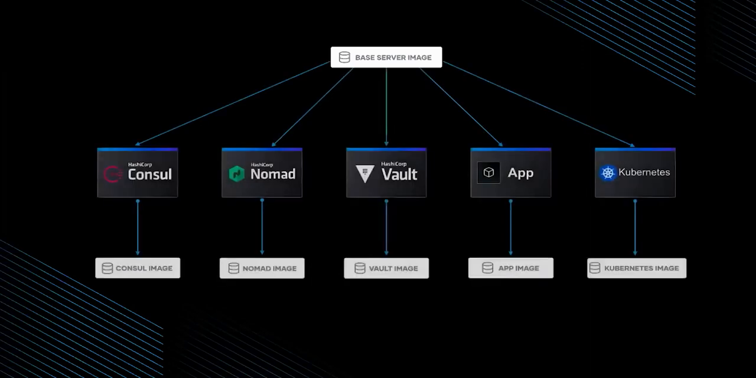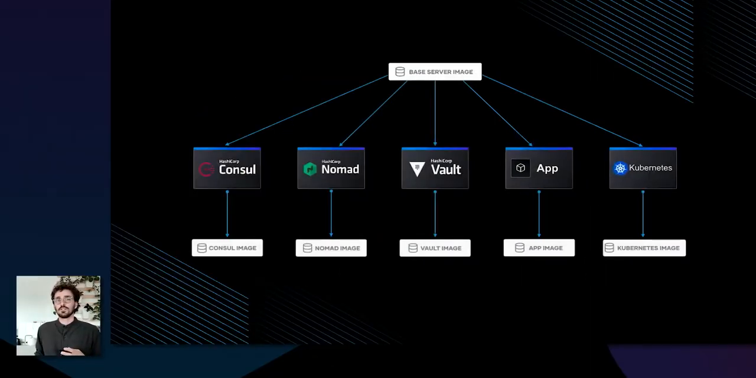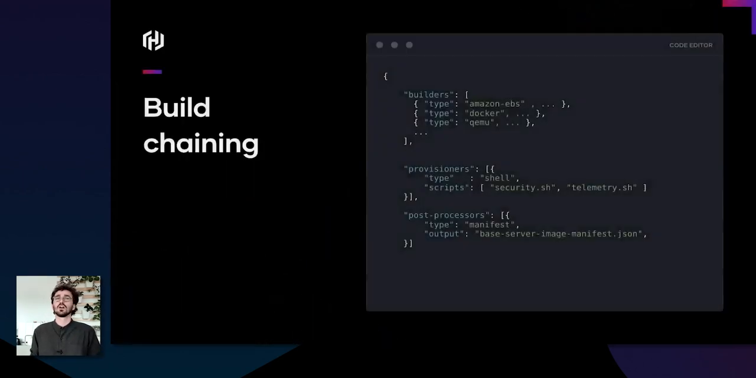Speaking of user experience, remember, let's say you have a base server image from which you want to build downstream images like this. Build chaining in Packer JSON is super hard currently, and the only way to do this is to create a JSON manifest file, parse it, and run Packer again.